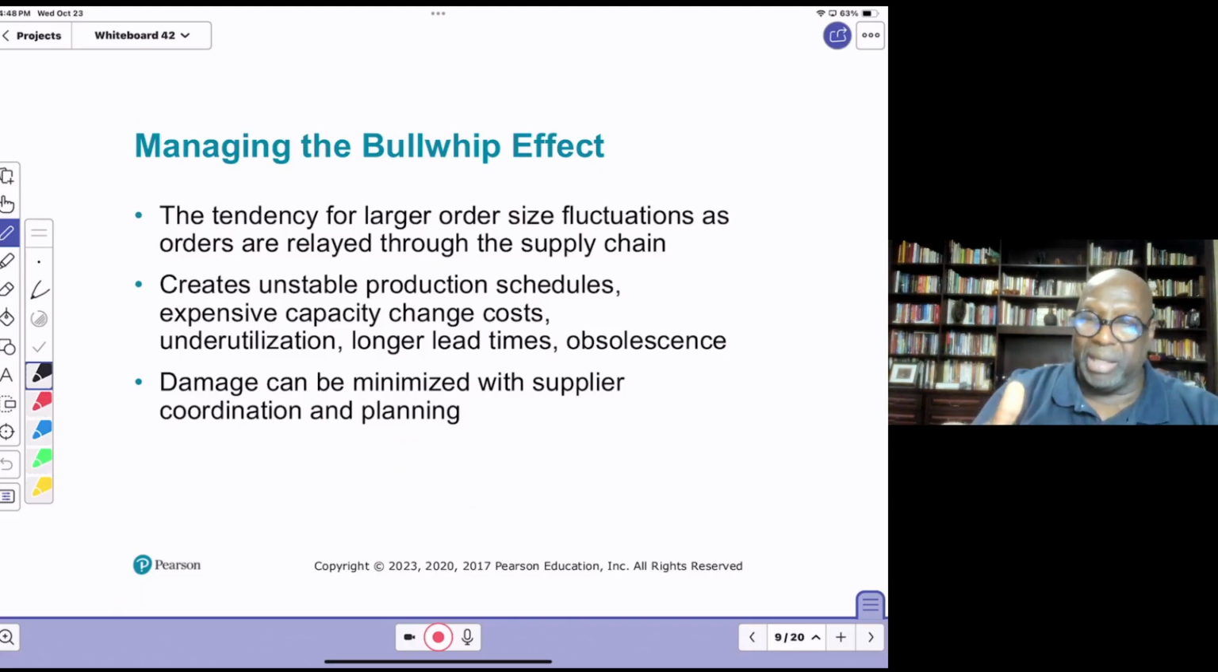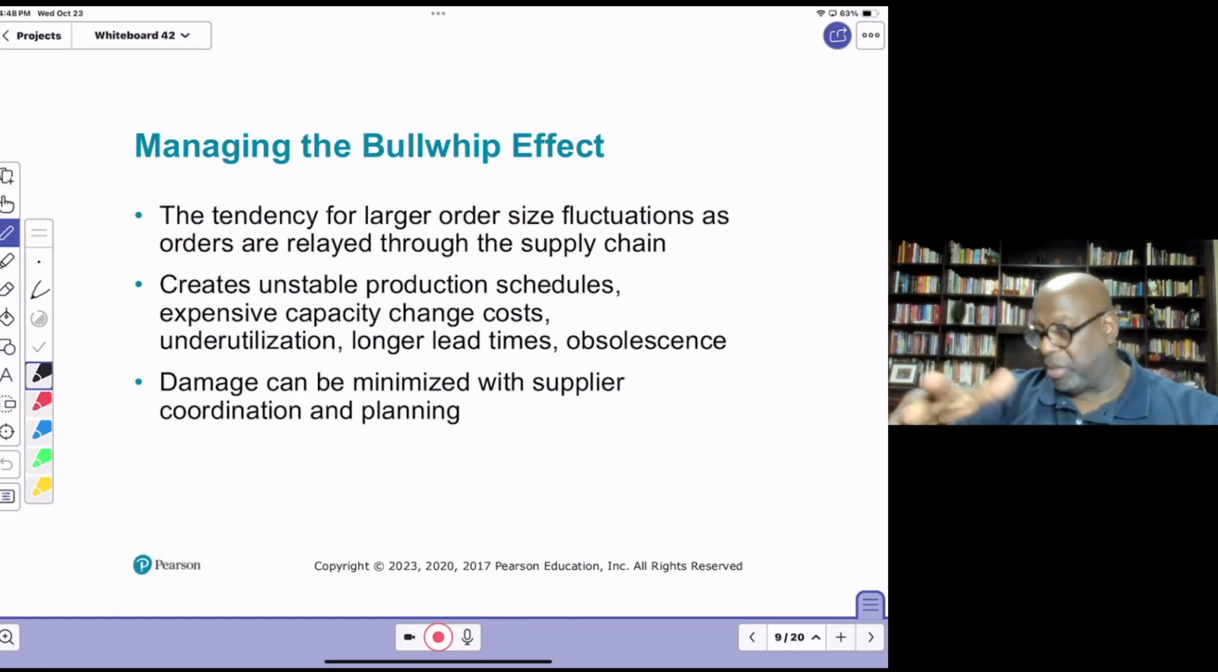If you make a mistake at the very front of that supply chain, it basically escalates as you go back into the supply chain, and hence the increase in the amplitude as you get towards the supplier. That's called a bullwhip effect. It's important to try to manage that, because it can actually drive costs in your supply chain.